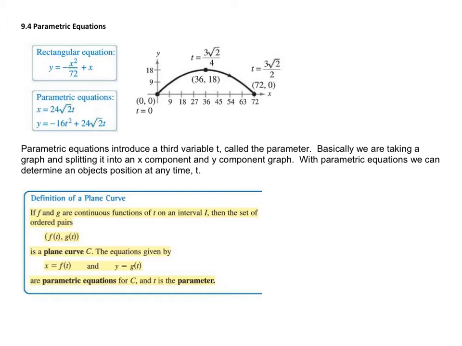In a rectangular equation, we have two coordinates, an x coordinate and a y coordinate. In a parametric equation, we explain them in functions. So it's an f of t and a g of t. It's going to be some sort of expression like these, written as coordinate points.